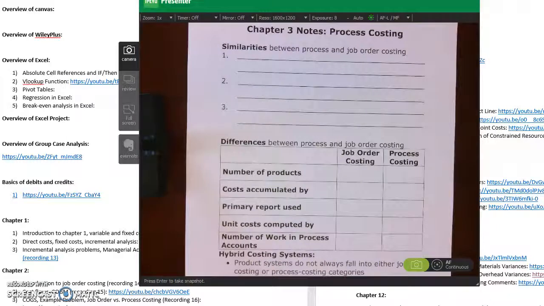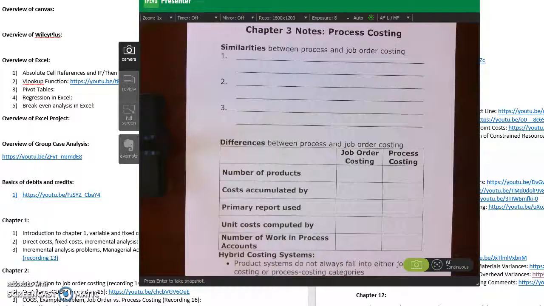So in this lecture video we're going to go over the basics of process costing, and then in subsequent lecture videos we'll go over some of the problems involved, or how to do process costing: the actual math and the mechanics on how to do process costing.